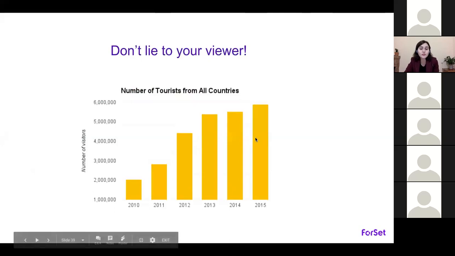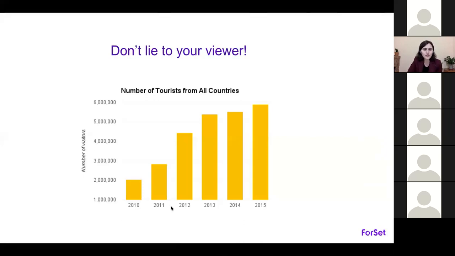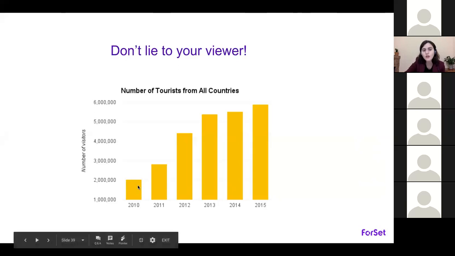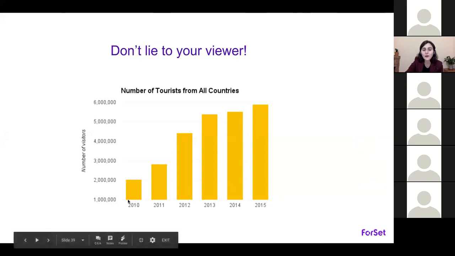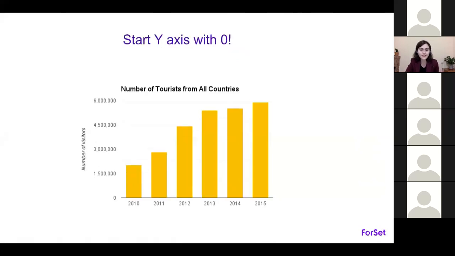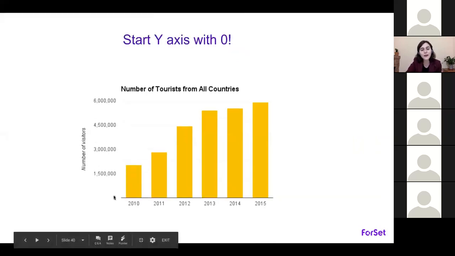And you would be right, because this column is almost 4 or 5 times bigger than this one. However, the correct answer is around 3 times, because if you look very carefully, in 2010, the total number of visitors was 2 million, and in 2015, it was around 6 million. So it's 3 times, not 4 or 5 times. But why does it happen so? The reason is that we start not from 0, but from 1 million.